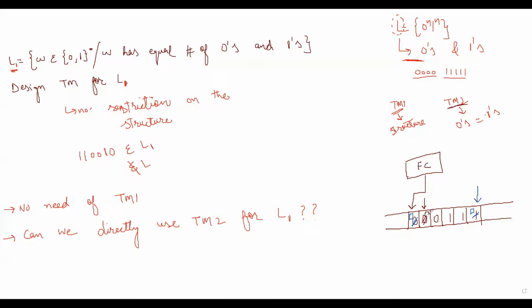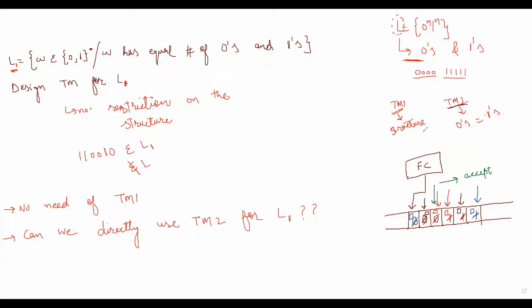This was the start. Replace it with blank. Then again go to the end and replace this one with blank. Again come back to the beginning, replace this with blank, go to the end, find a 1, and replace it with blank. Go again to the beginning. And if at the beginning there is a blank, that means for every 0 there is a corresponding 1, and in this case we will accept this string. So this was our Turing machine.